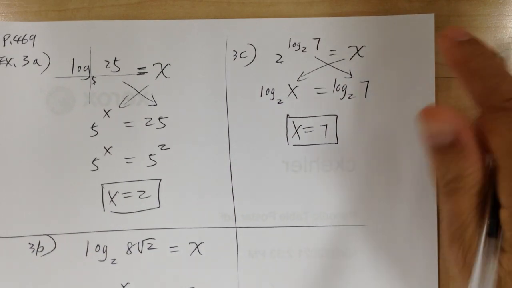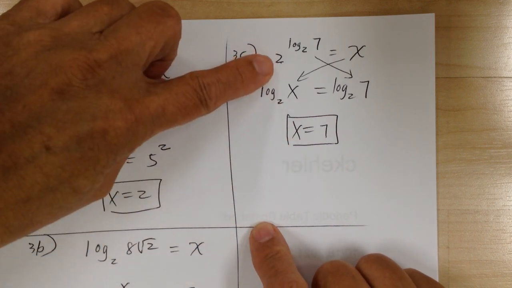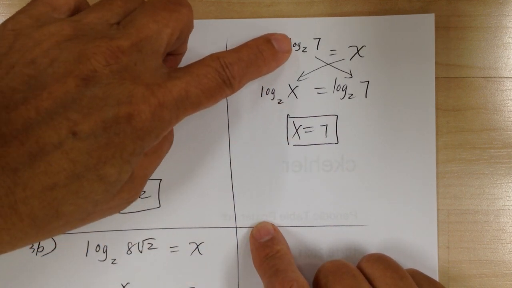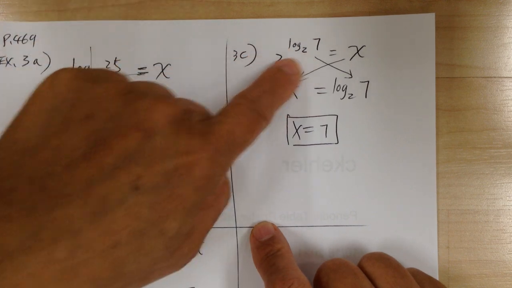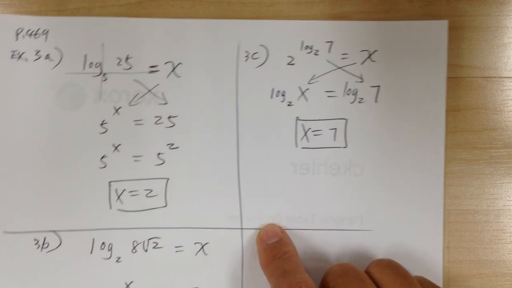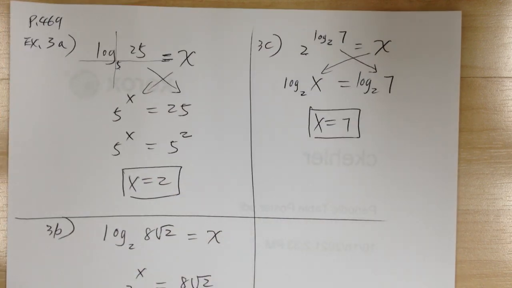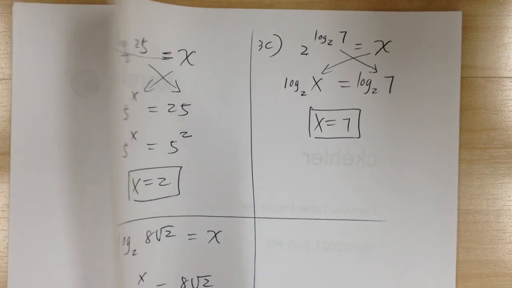As you can see, this proves that 2 to the exponent of log base 2, they have the same base, so they will cancel out. Okay, let's go to the next example.